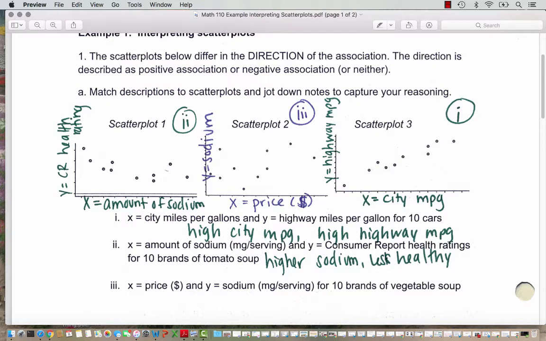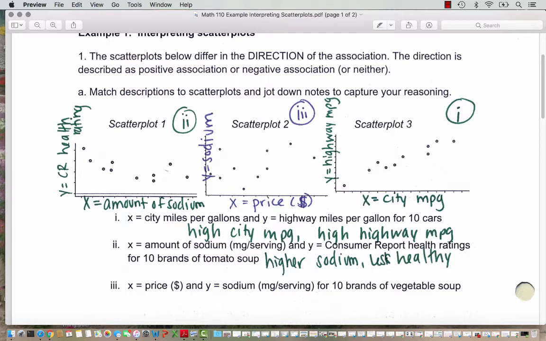The second scatterplot seems to have no real association. If we tried to fit a line through here, it would probably just be a flat line through the middle without a slope. So the third choice below seems to be the best fit, where x is the price in dollars, and then y is the sodium in milligrams per serving for 10 different brands of vegetable soup. So it makes sense that there's probably not a relationship between the price and the amount of sodium in the soup. The price is probably associated with whether it's a name brand or generic or organic or something else.